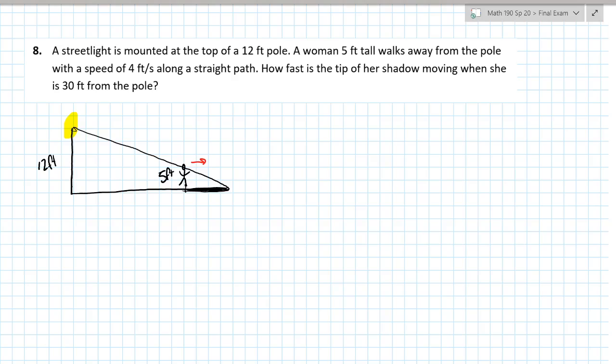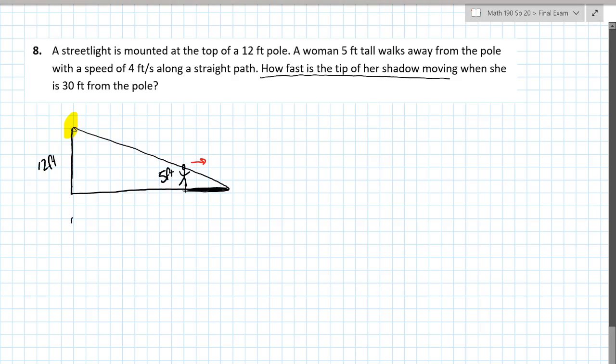So we have to decide what we want to call x in this problem. If we call the distance from the woman to the pole x, then dx/dt is the speed of the woman. That's not what we want. The question is, how fast is the tip of the shadow moving? If we call x the length of the shadow, then dx/dt is just how quickly the shadow is growing. That's not what we want either.